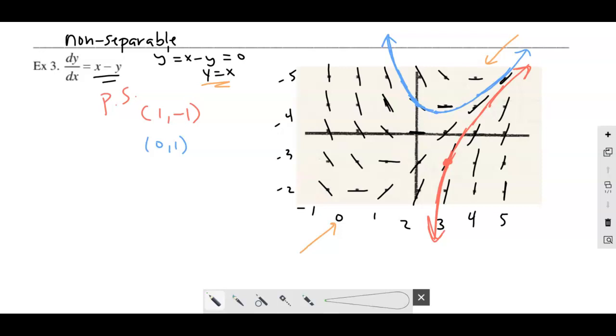And remember, anywhere you were crossing this axis, y equals x, that's where you would have the minimum, or that's where you would have the horizontal tangent. Let's do one more for this guy, and then we'll move on.